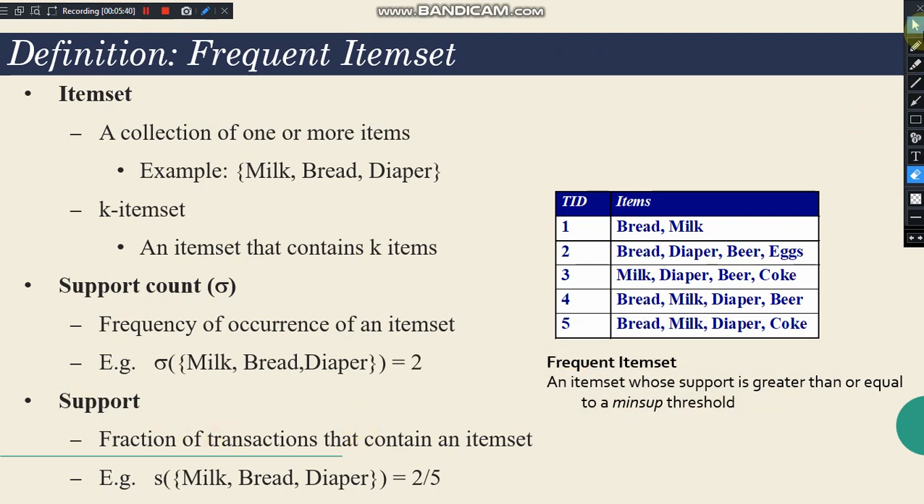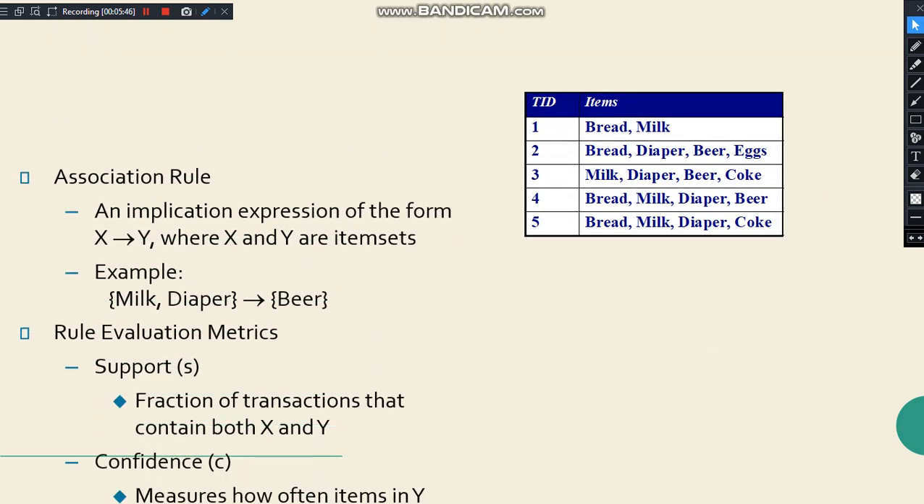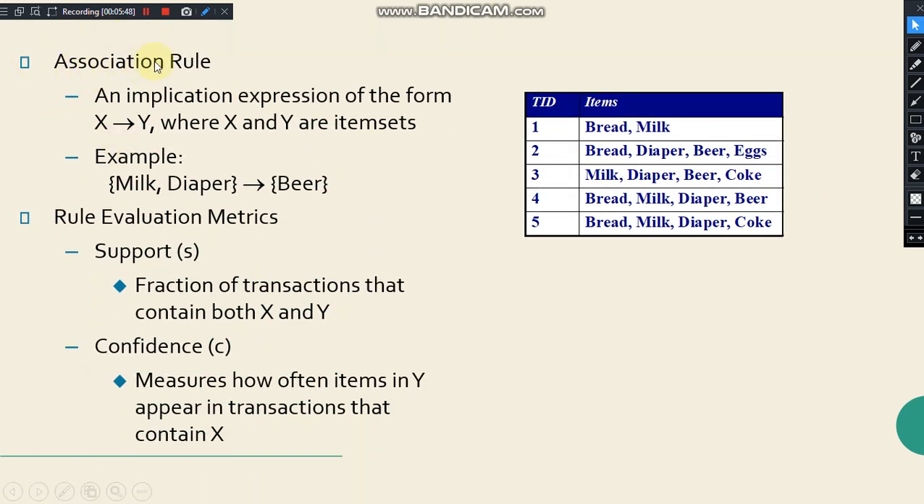Now, once we understood this, the next thing we have to understand is the association rule. This association rule means an expression of the form X implies Y, or I can say X is related to Y. And here both X and Y are item sets.